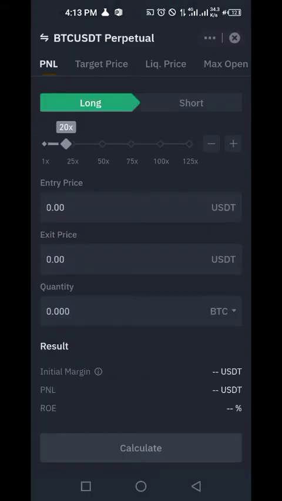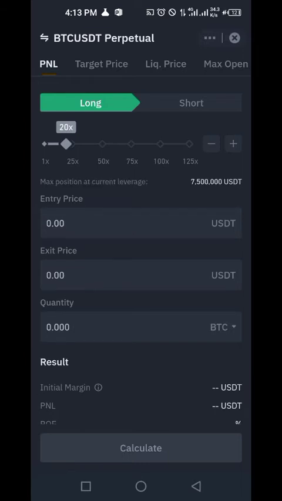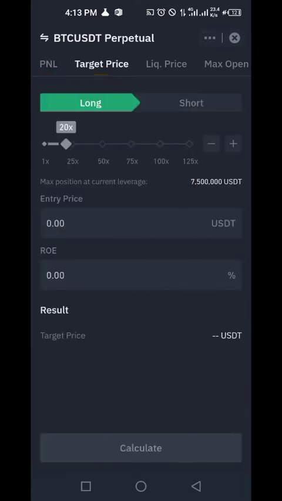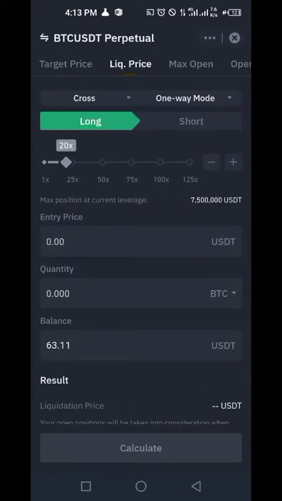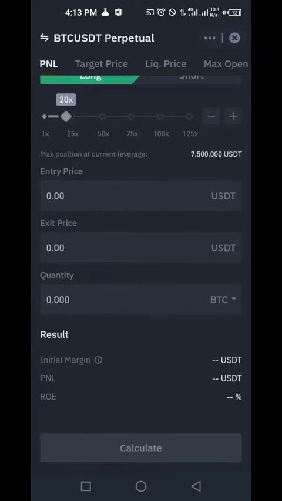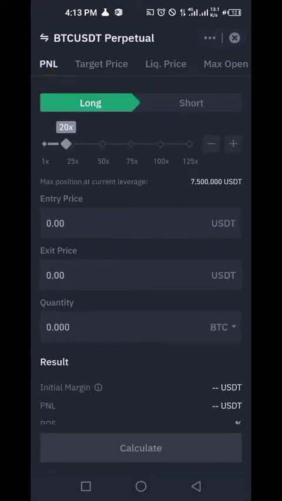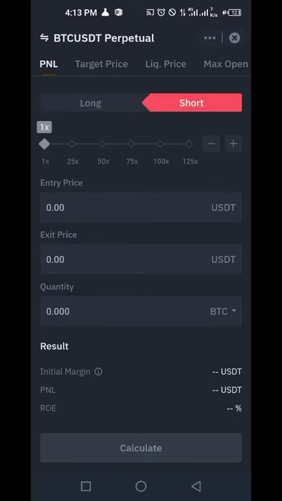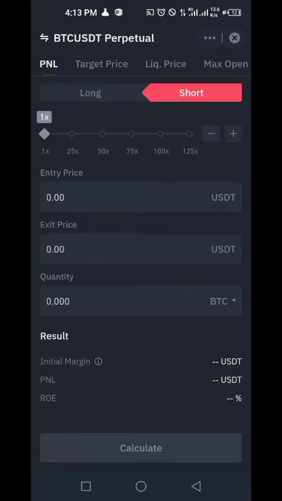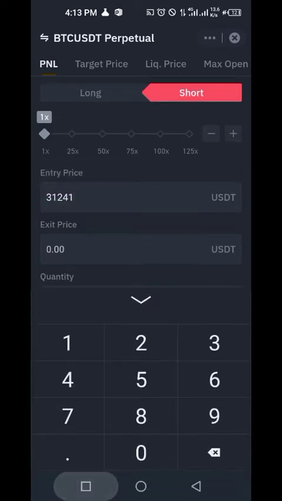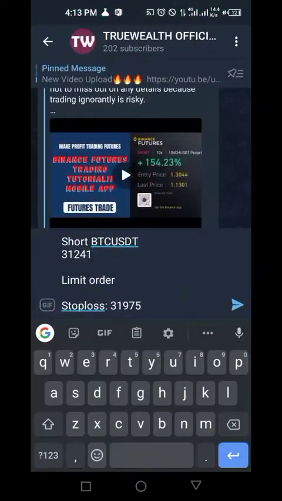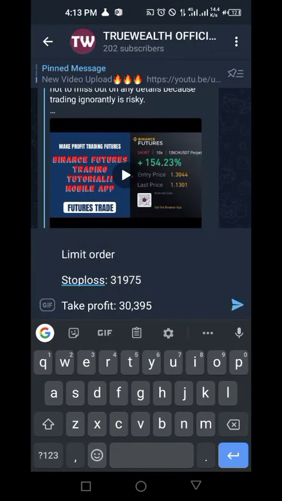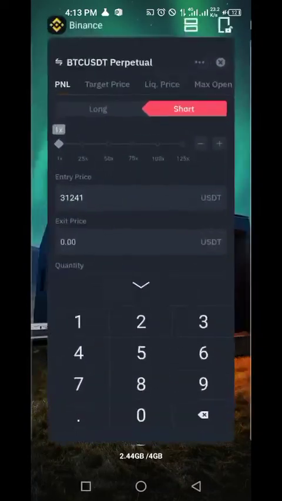So go to the calculator. Once you click on calculator, as you can see, the PNL means profit and loss. Target price, liquidation price, you can use this calculator. As you practice, you will understand more. Well, let's just work with this because this will also show us some other things. So we are shorting the market. I want to use 1x. The entry price is 31,241. The stop loss is this, while the take profit is 33.95.